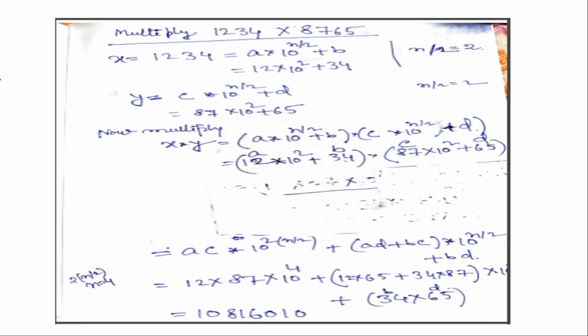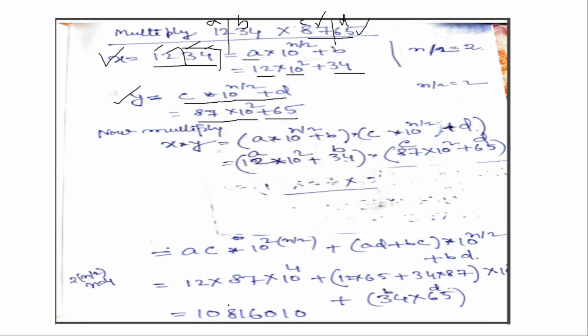Here you can see an example where we have taken two numbers, 1234 and 8765. You can write x as 12 into 10 to the power 2. Why 2? Because it is a 4-digit number, n by 2 equals 2, so 10 to the power 2, plus 34, the second part. Similarly y is 87 into 10 squared plus 65. That means 87 is the first part and 65 is the second part. So this is A, this is B, this is C, this is D. Finally if you put these in, AC will be calculated.